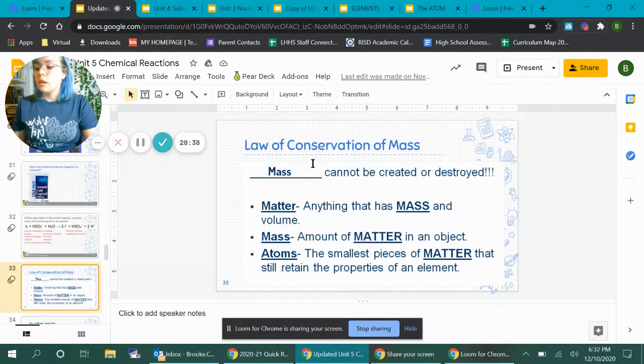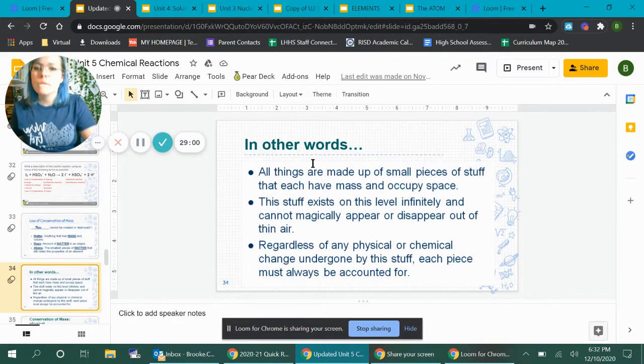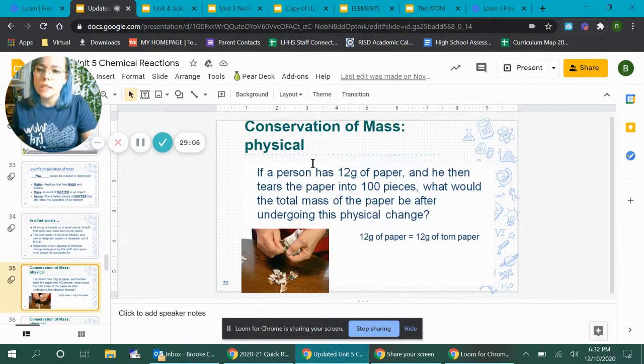Okay, last couple things. I went through a few examples of this with the review, so I'm not going to go too deep. Mass cannot be created or destroyed, just as energy cannot be created or destroyed. It only changes around, right? Mass is counting the amount of matter in an object, and remember that matter is atoms.